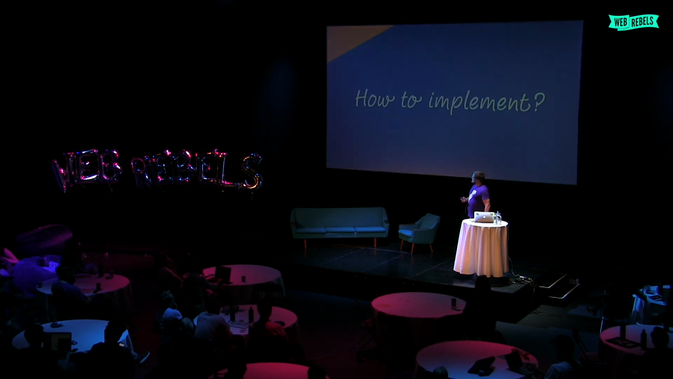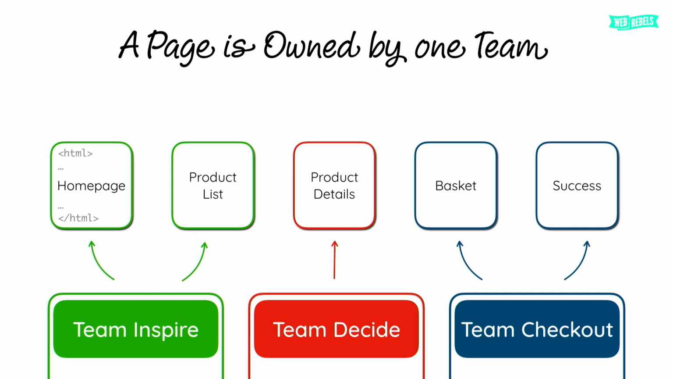Okay, so how do we implement this? This is the basic structure. In this example, we have a site with 5 different pages, and each page is owned by one team. So we have the home page and the product list, which are both owned by the Inspire team. You have the detail page, which is owned by the Decide team, for example. And these pages are connected via links. Everything is fine, quite easy.